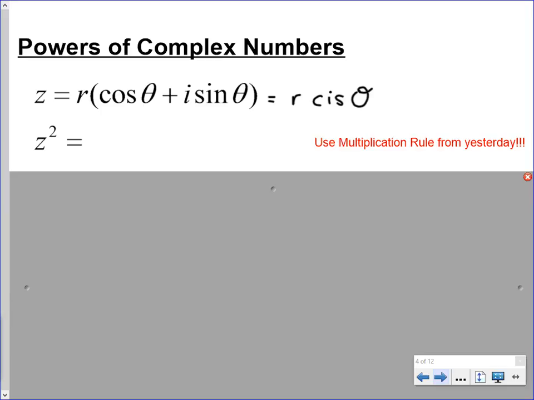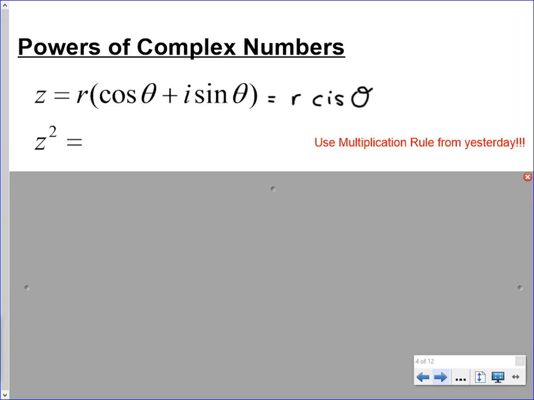Now, this is going to show for any modulus r, for any argument theta. So I'm not going to plug in actual numbers. I'm going to leave them as r's and thetas. Now, the next thing that I want to do is I want to raise it to a power. So I want to do z squared.